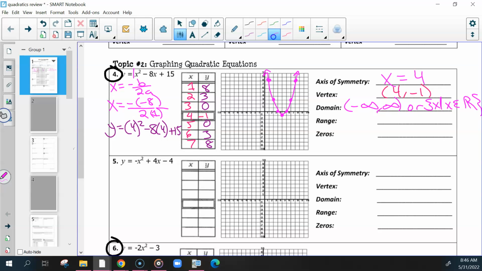For range, what would our range be? Y greater than or equal to -1. This would, in interval notation, start at -1 and go to infinity with a bracket because it's included. Or your set-builder notation would be y is greater than or equal to -1.